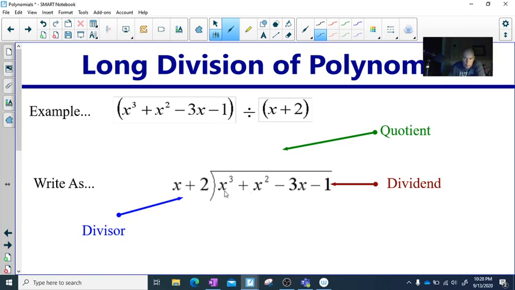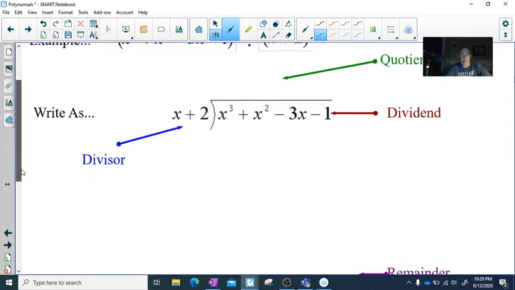Now, what you're dividing into is referred to as the dividend. What you're dividing by is called the divisor. And the answer you get at the top is referred to as the quotient. Now we're going to write it out in the long division format like we looked at earlier, and I'm going to show you how you do this with polynomials.